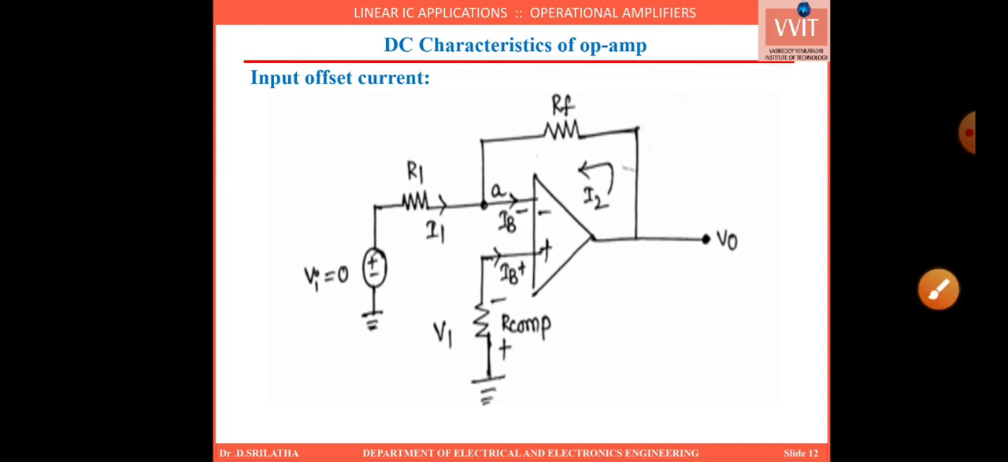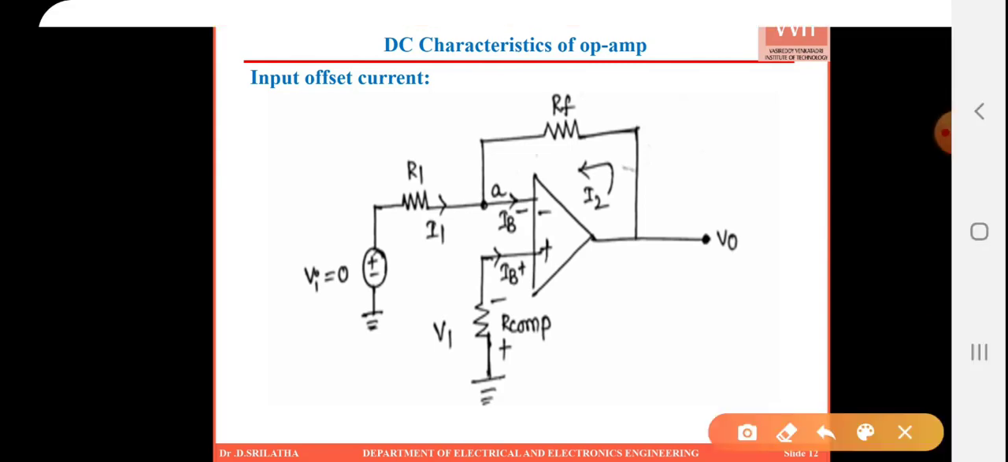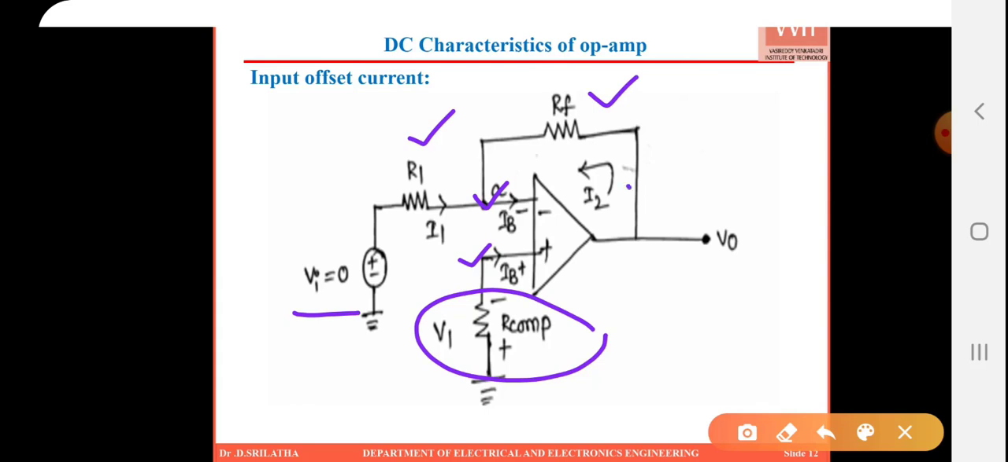This figure shows that there is no input voltage applied to the operational amplifier, and here we are using a compensating resistor for the input bias current compensation, whereas IB plus and IB minus are the two bias currents flowing through the two terminals of the op-amp. R1 is the input resistance, RF is the feedback resistance. Let I2 be the feedback current. So here this is the circuit. Let us analyze the input offset current now. Here V1 is the voltage across this compensating resistor.